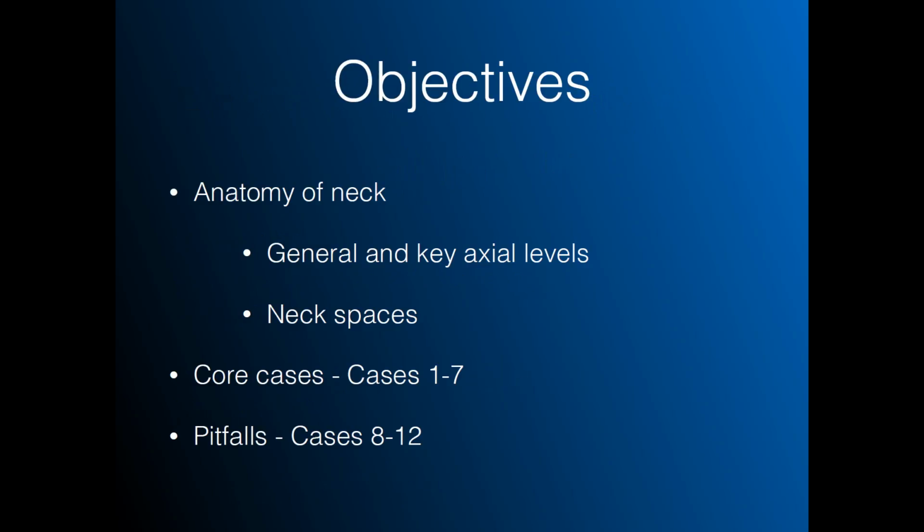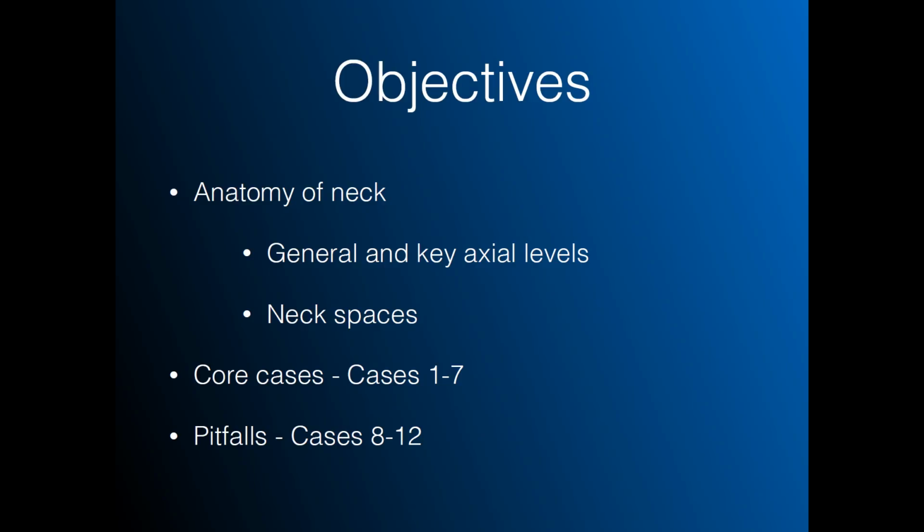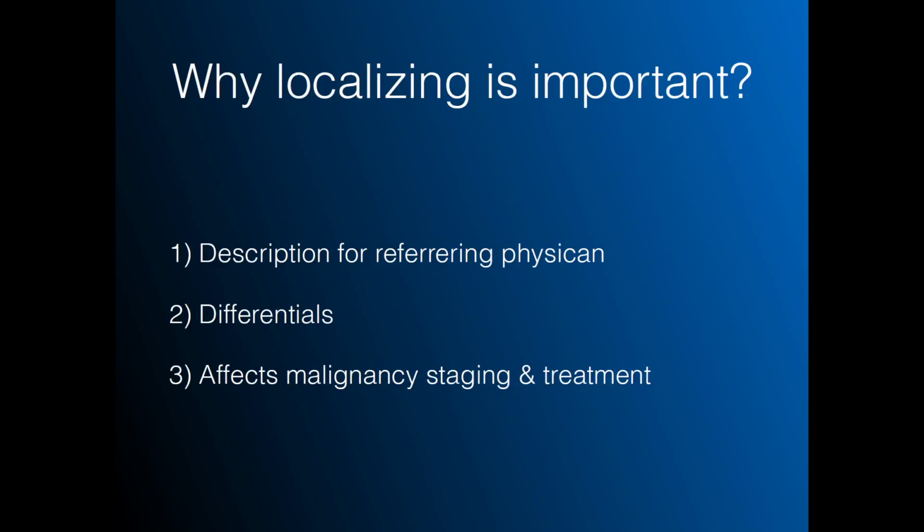The objectives of the talk are to go through the anatomy of the neck. We're going to go through key levels, and you're going to get a sense of how I think, which is a little bit strange. We're going to look at some neck spaces, and then I have 7 core cases that illustrate the spaces of the neck. And then after that, there will be some pitfall cases that I see people get trapped up on, that I don't want you to be trapped up on.